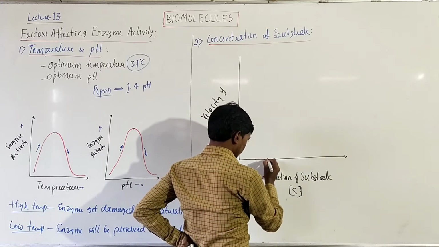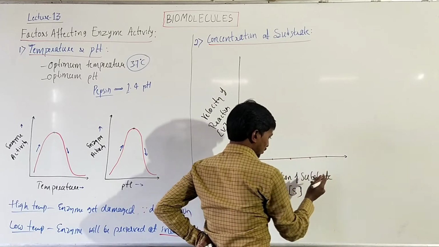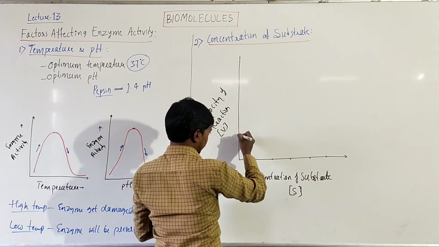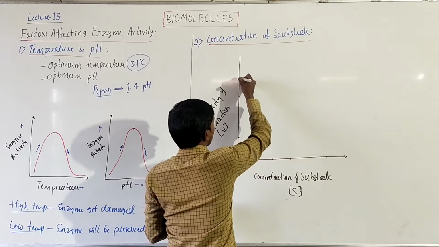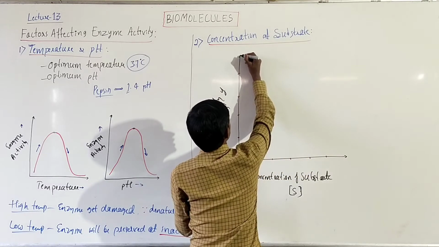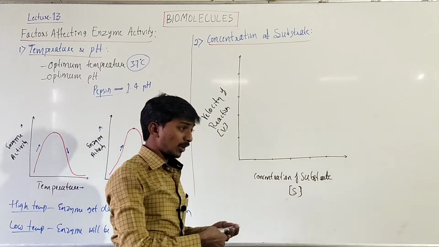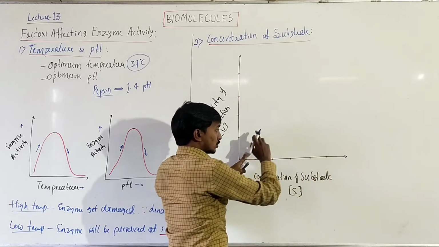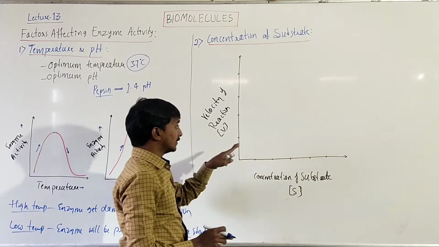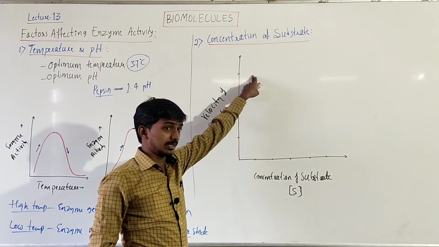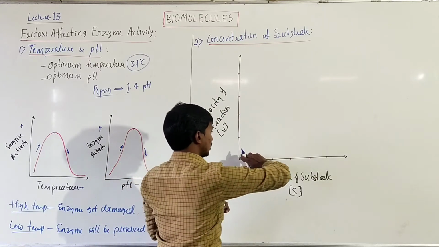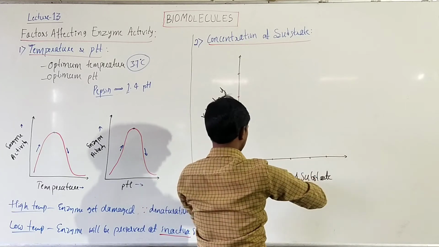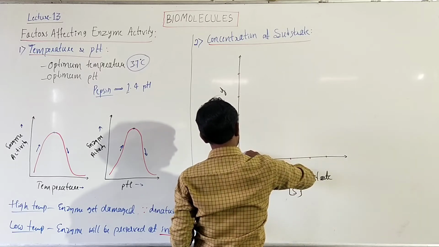So here we have various concentrations of substrate in the reaction, and we can mark any levels or velocities of the reaction. Okay, as the concentration of the substrate increases, the velocity of the reaction also increases. It means the rate of reaction increases, enzyme activity increases. So it will be a slight slope, moving in a forward direction.